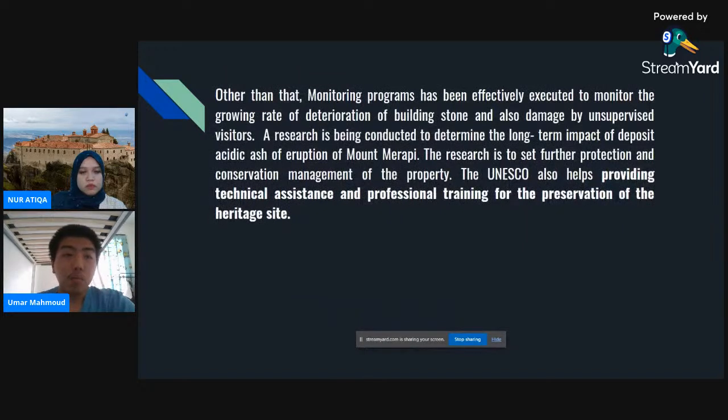Other than that, monitoring programs have been effectively executed to monitor the growing rate of deterioration of building stone and also damage by unsupervised visitors. Research is being conducted to determine the long-term impact of deposited acidic ash from the eruption of Mount Merapi. The research is to set further protection and conservation management of the property. UNESCO also helps by providing technical assistance and professional training for the preservation of the heritage site.